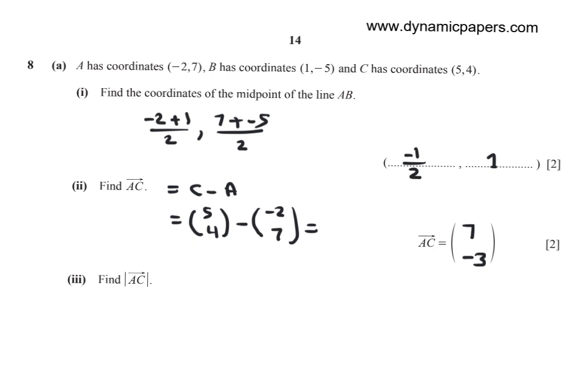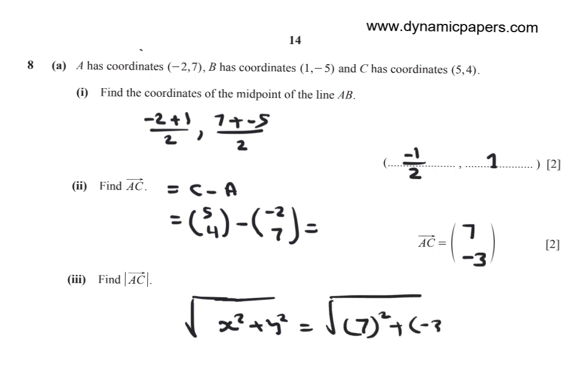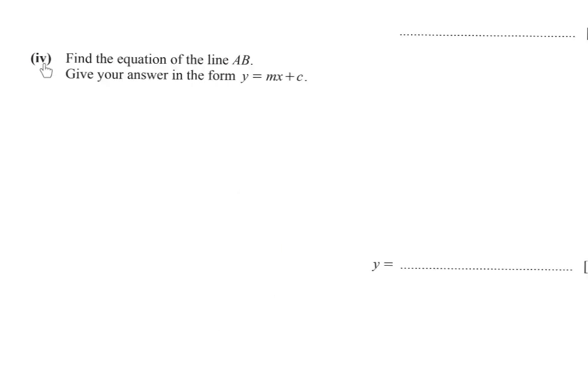To find the magnitude of the vector AC, the modulus, the length of the vector AC, square root of x squared plus y squared. This means square root of 7 squared plus negative 3 all squared, which is 7.62, to 3 significant figures. IV, find the equation of the line AB. Give your answer in the form y equals mx plus c.